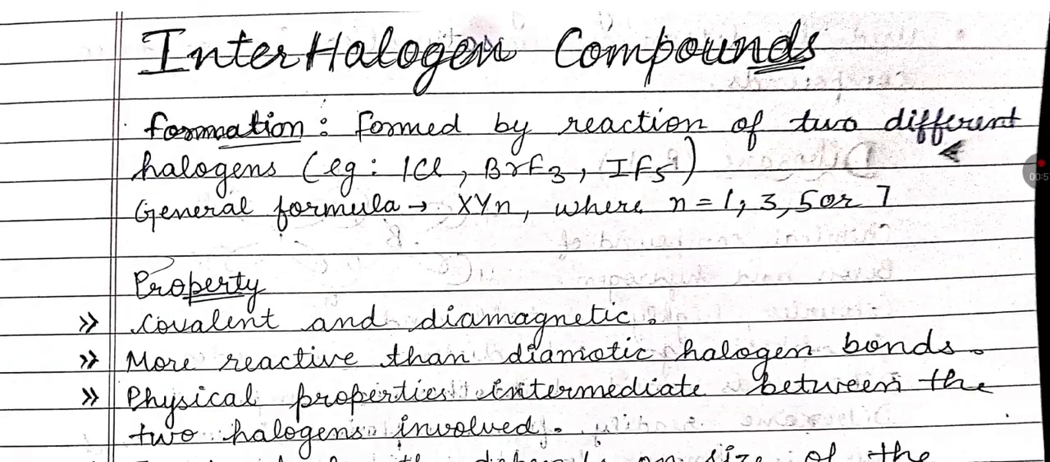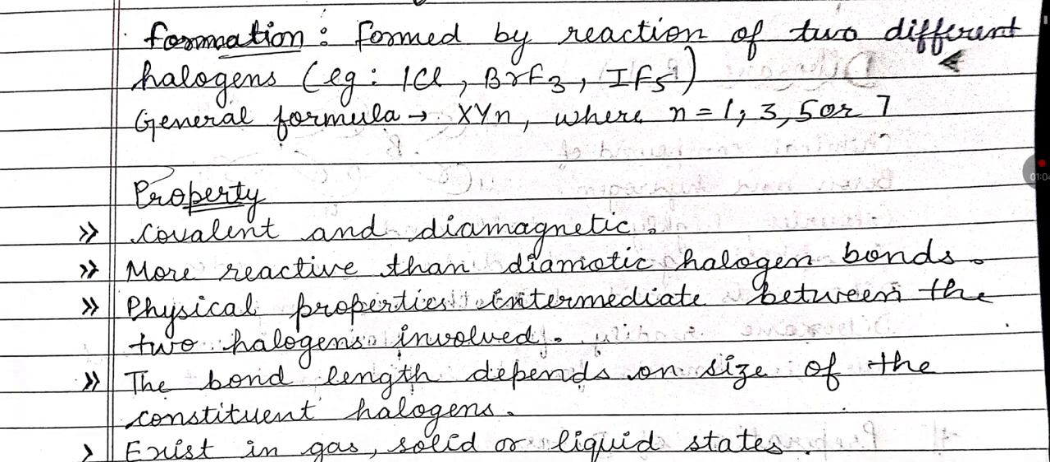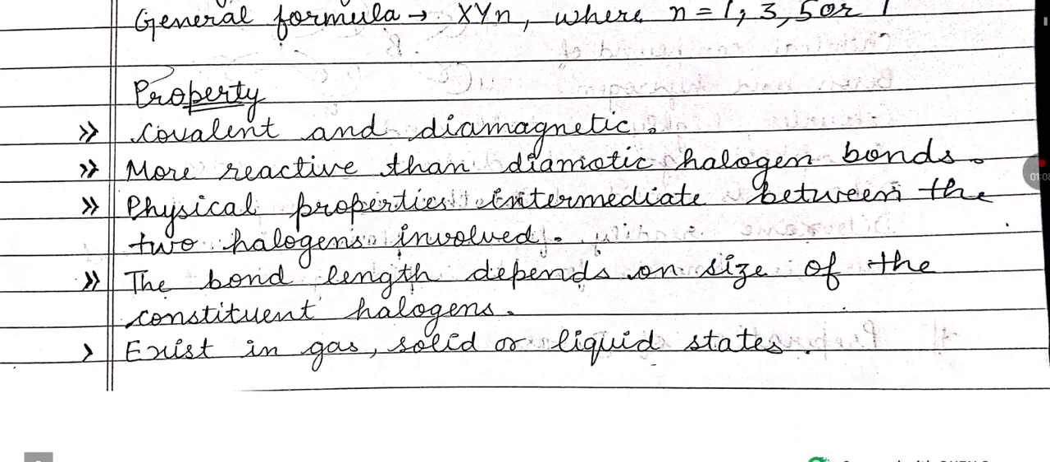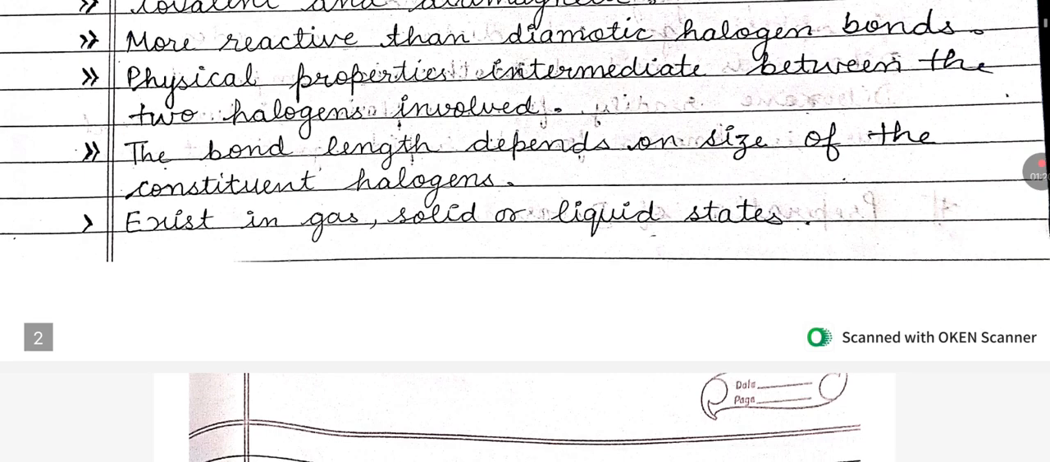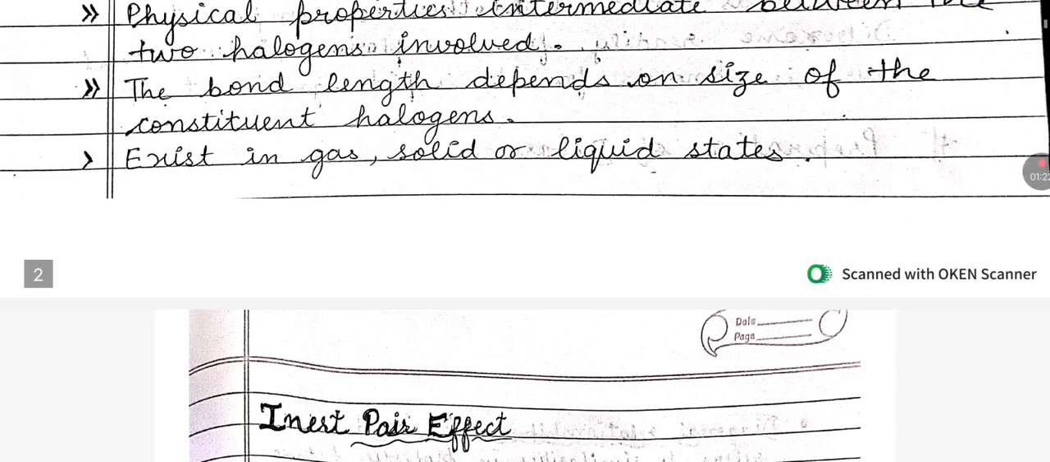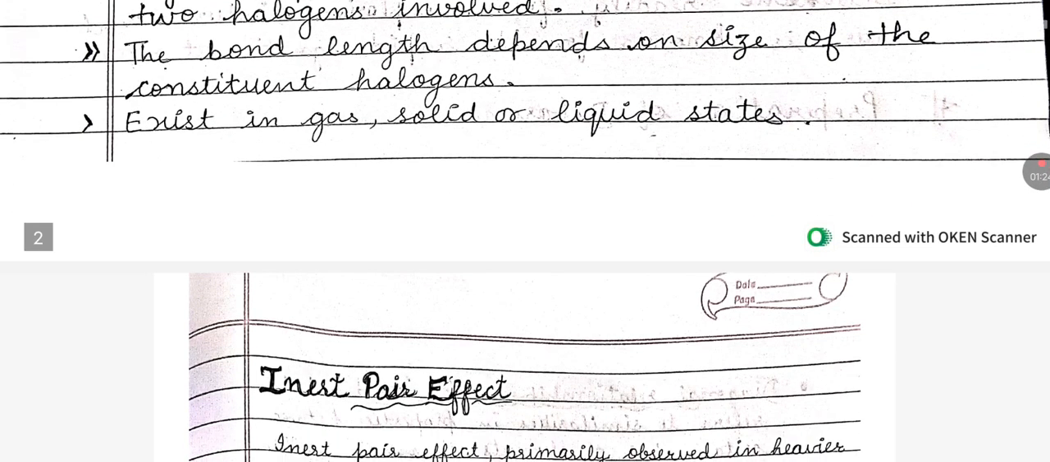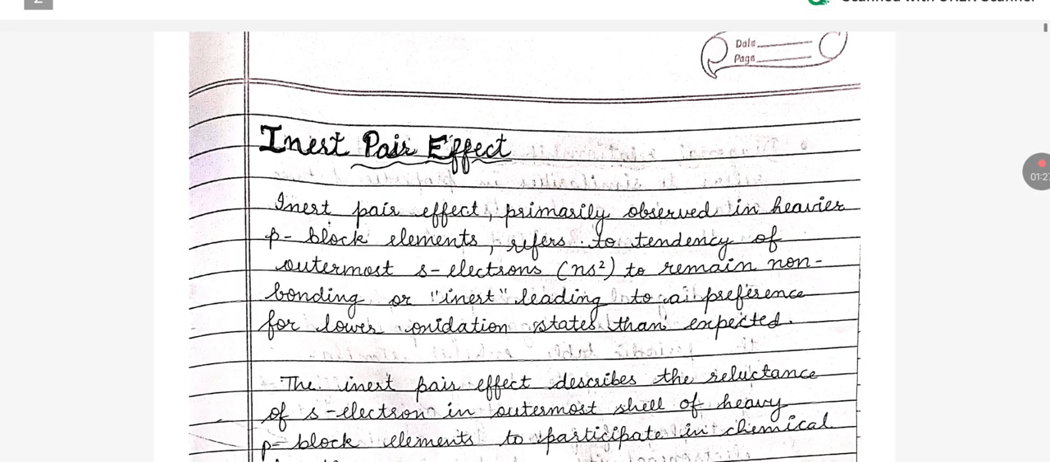What are interhalogen compounds? Interhalogen compounds are formed by reaction of two different halogens like ICl, BrF3. Their properties are that they are covalent and diamagnetic, more reactive than diatomic halogen bonds. Physical property is intermediate between the two halogens involved. The bond length depends on size of constituent halogens. They exist in gas, solid or liquid state.